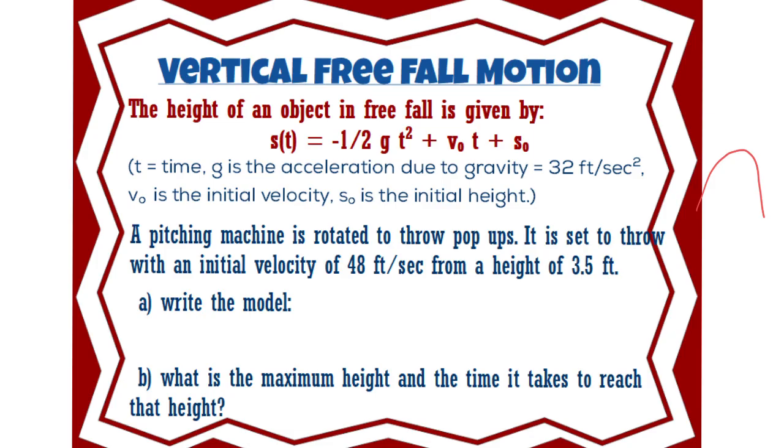It says a pitching machine is rotated to throw pop-ups. It is set to throw with an initial velocity of 48 feet per second and from a height of 3.5 feet. Write the model. Okay, so the model means just write the function, filling in everything that you know. That's going to be S of t is equal to, we've already discussed it, negative 16 t squared, the initial velocity is 48 t, plus the initial height is 3.5.